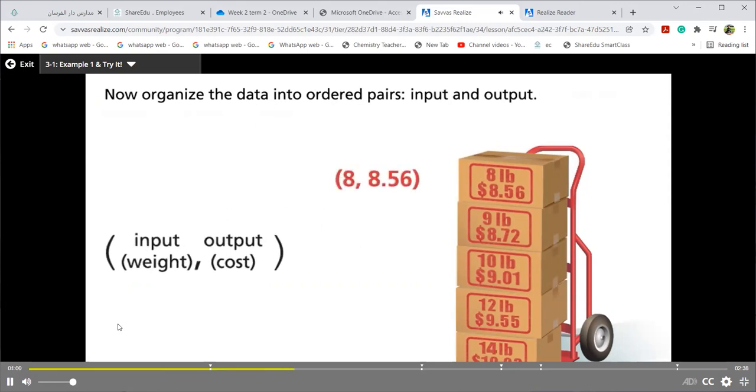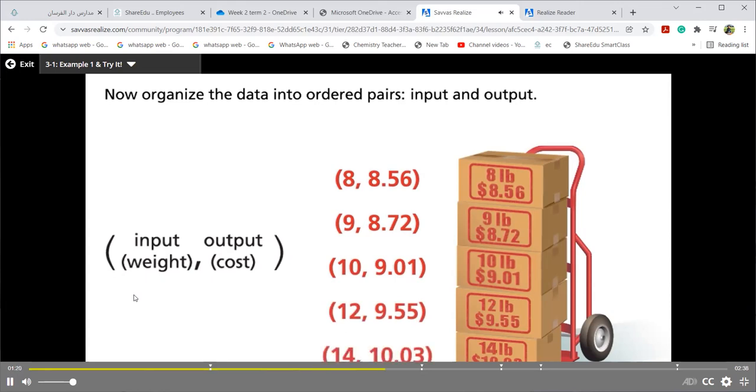The top box weighs 8 pounds and costs $8.56 to ship. The ordered pair is 8 and 56 hundredths. The next box weighs 9 pounds and costs $8.72. 10 pounds costs $9.01. 12 pounds costs $9.55. And 14 pounds costs $10.03. Any set of ordered pairs, like the 5 we have here, is called a relation.